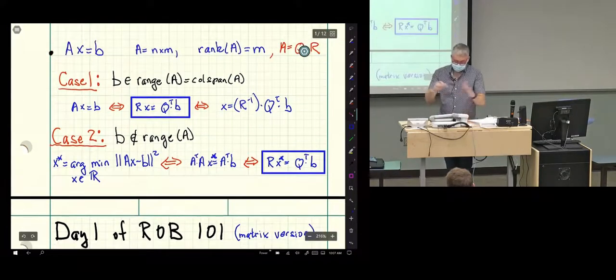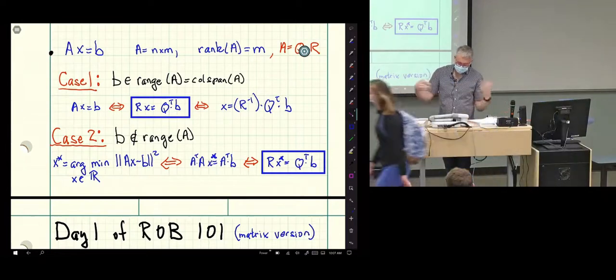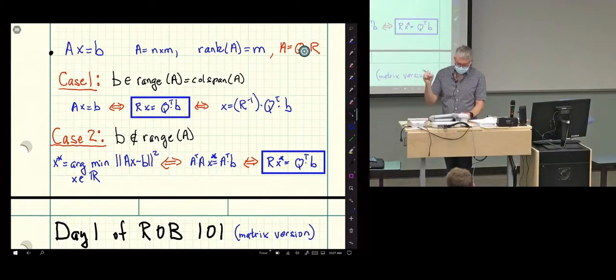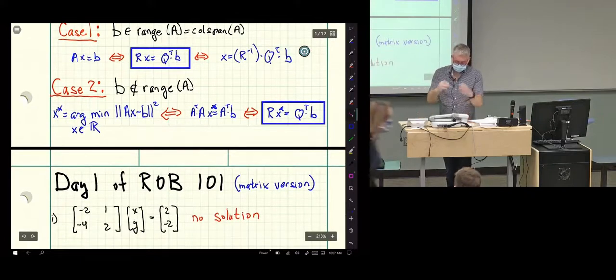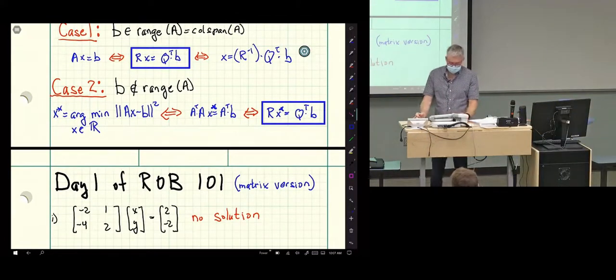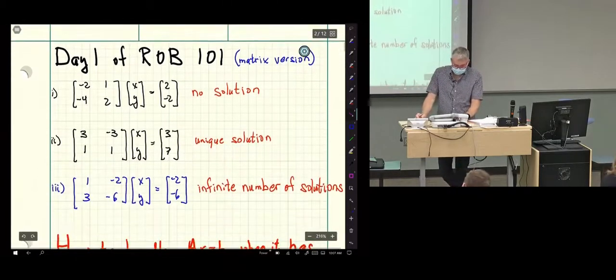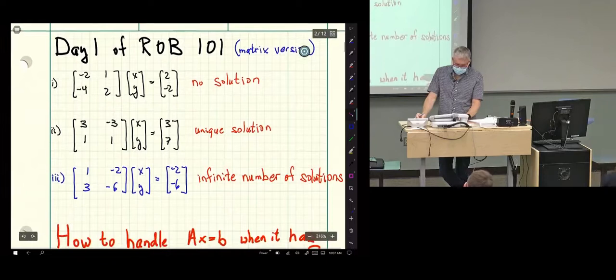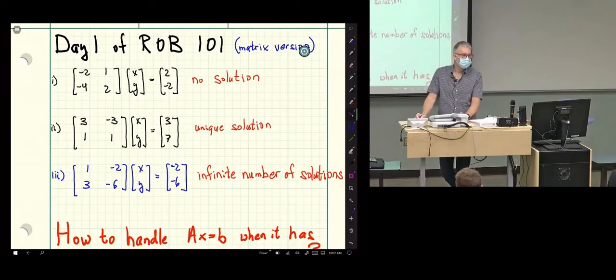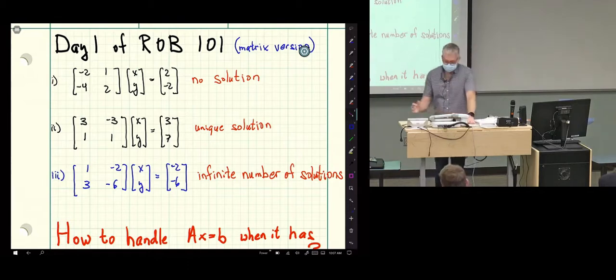Okay, cool. Equation has a solution, it's not even square, we're really good with that. QR factorization, boom. Equation is rectangular, b is not in the range of A, it doesn't have a solution, that's our basic regression. And so I thought I would go back to day 1 of Rob 101. Now, we didn't write things in matrices on day 1. We got there by day 2 or 3 or something. Even I don't remember. But these are the 3 examples that we worked.